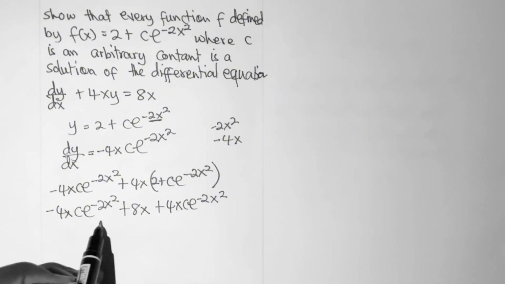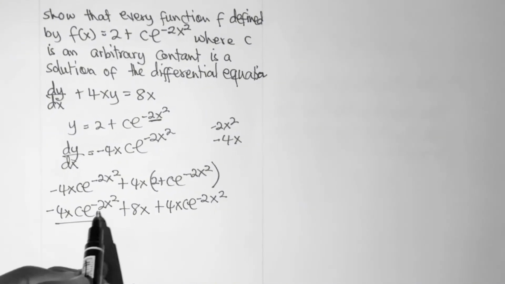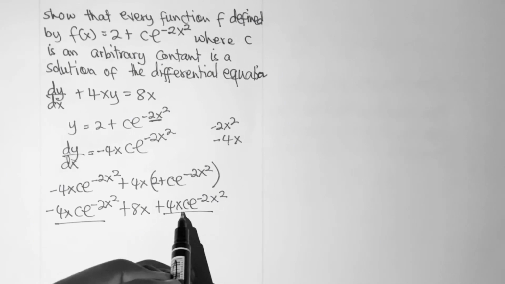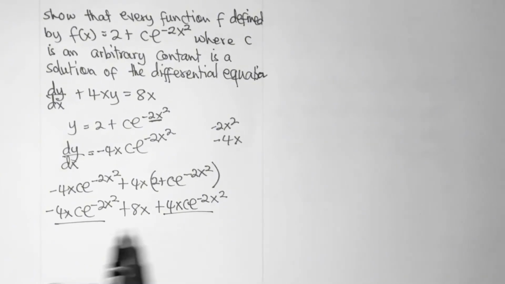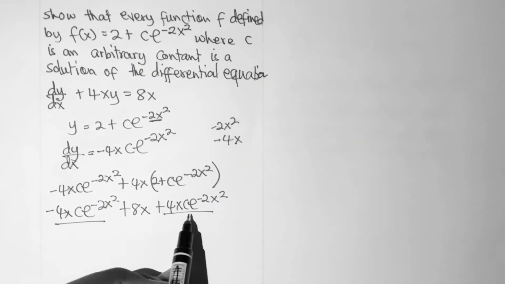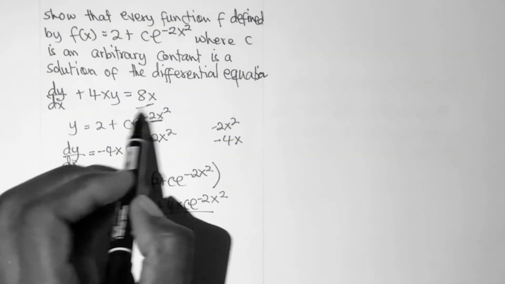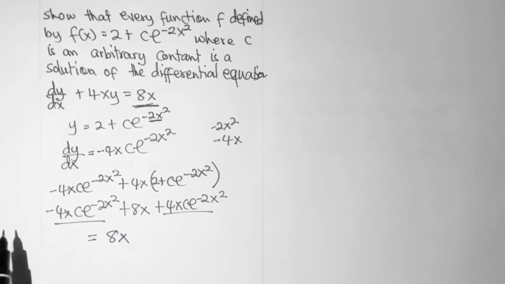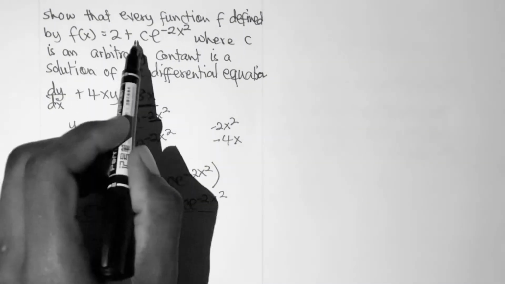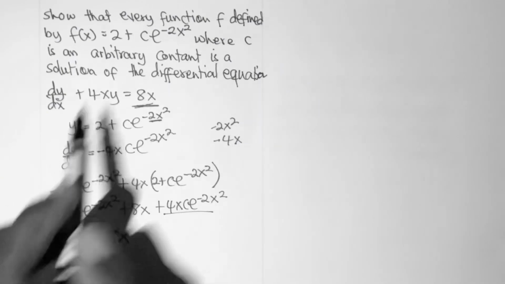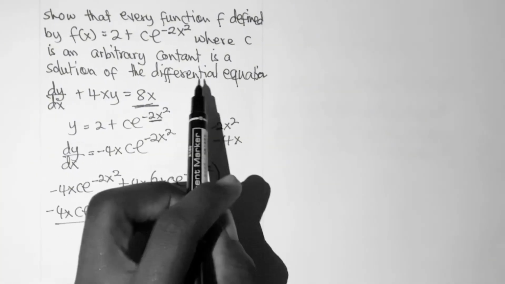So you see that here is minus 4x c e^(-2x²), here is plus 4x c e^(-2x²), and therefore that will evaluate to 0. So this is equal to 8x, and that is exactly what we're supposed to prove. And for that reason, f of x equals 2 plus c e^(-2x²) is a true solution of the differential equation.